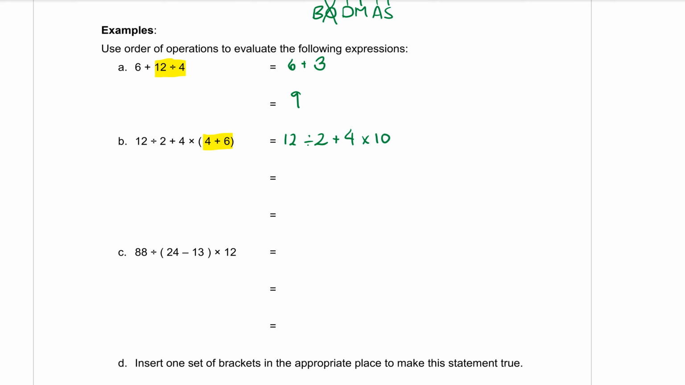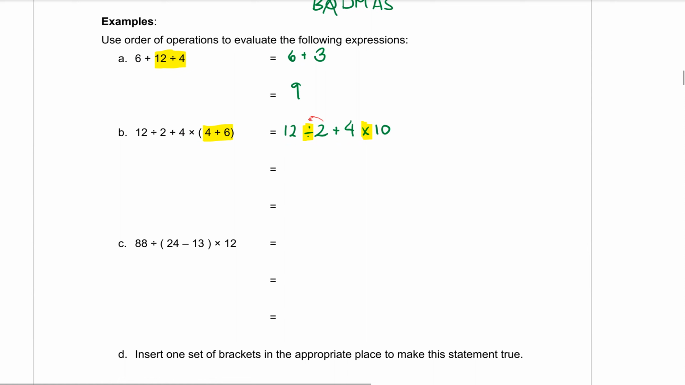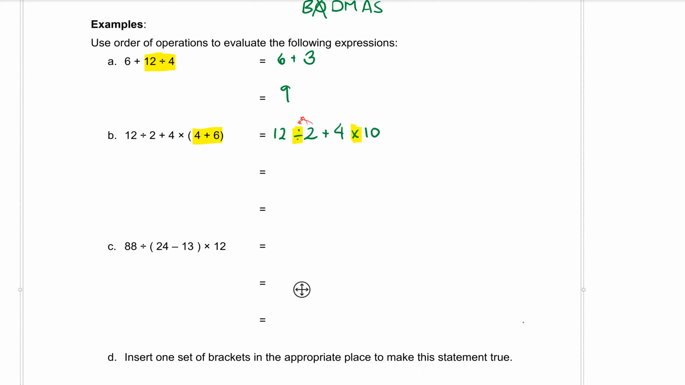Okay, next step. We've got no brackets left, so we're looking for divisions and multiplication. Now there's a division here, and there's a multiplication. If you have more than one of the things happening, you start with the one on the left. So I'm going to do this one first. Okay, so 12 divided by 2 is 6, and I write everything else down.